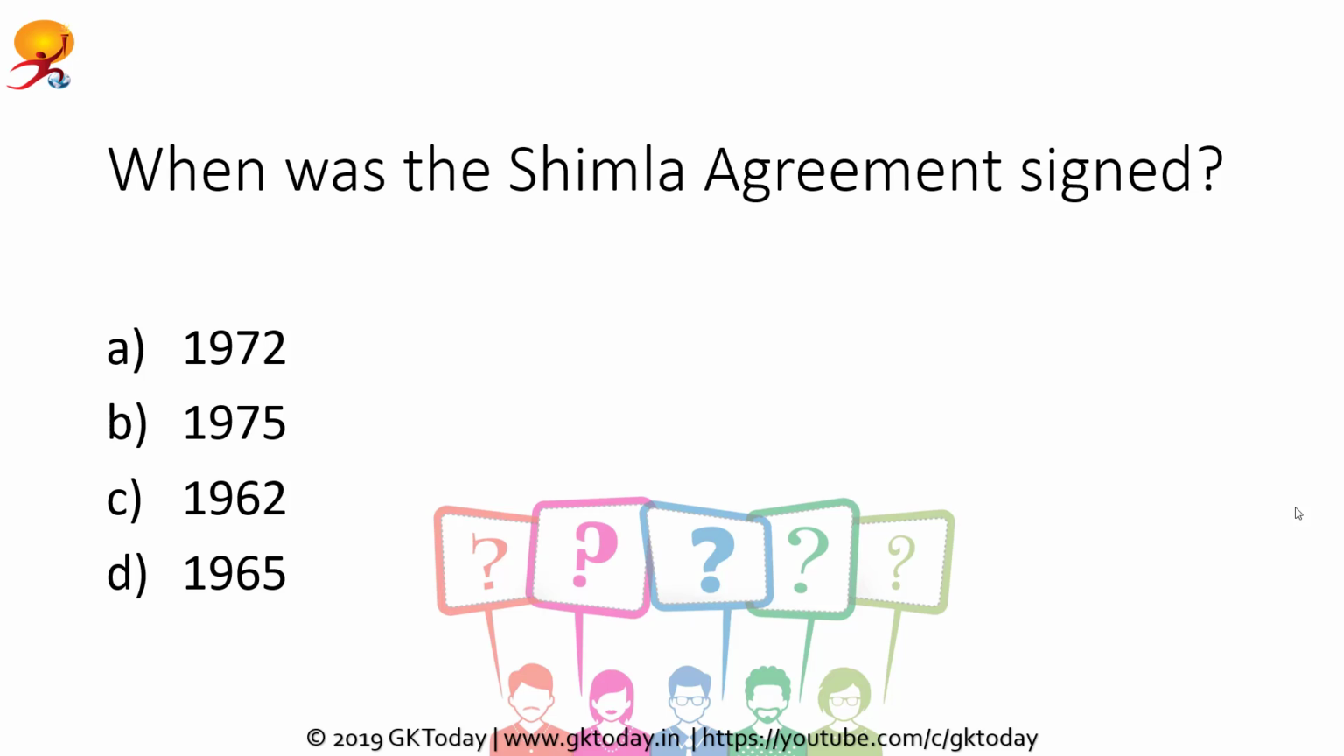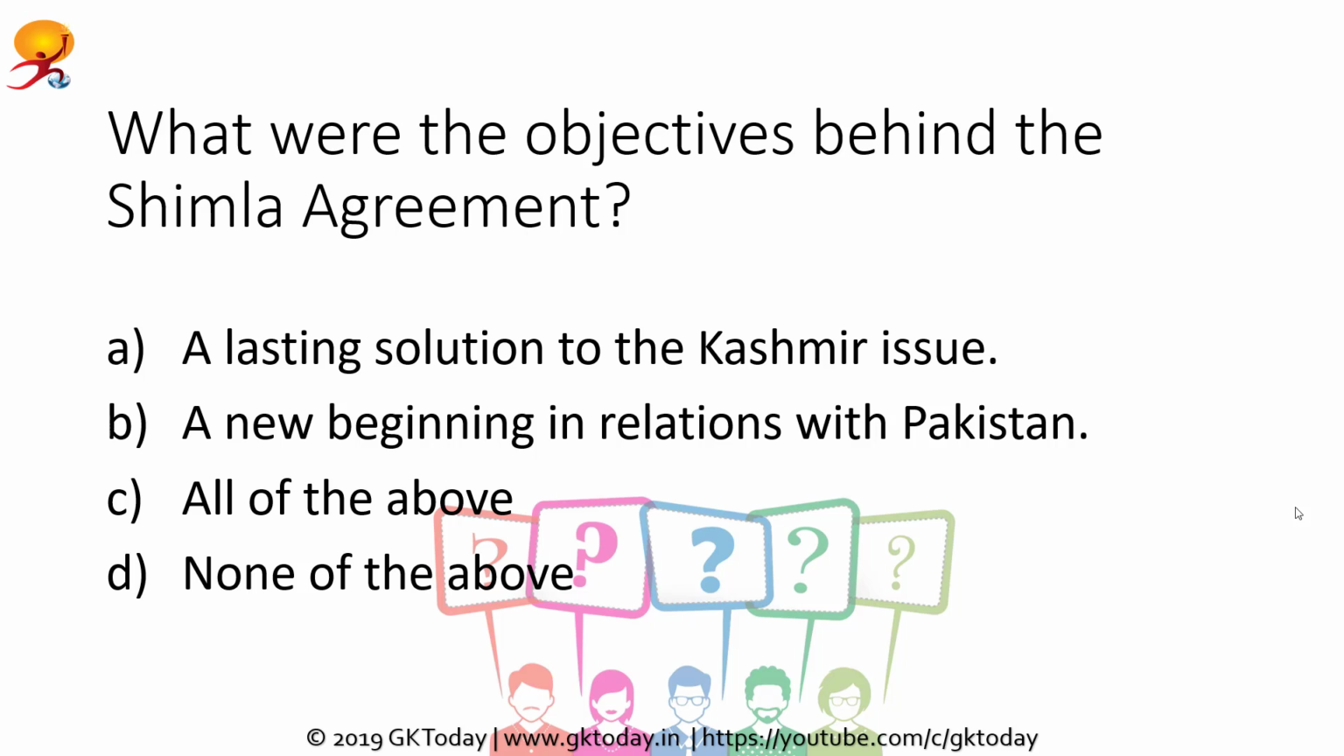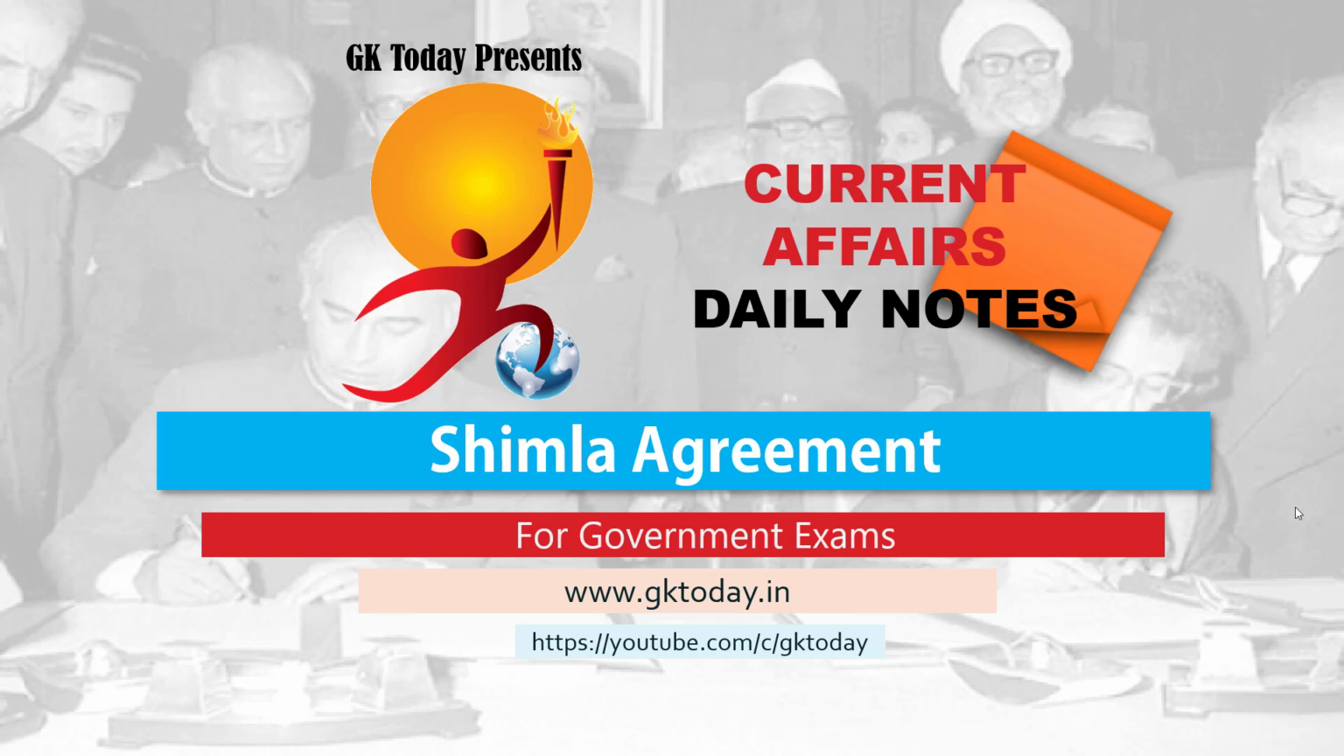When was the Shimla Agreement signed? The Shimla Agreement was signed on 2nd July of 1972. So the correct answer is option A. What were the objectives behind the Shimla Agreement? Of course, the main thing was a lasting solution to the Kashmir issue and also a new beginning in relations with Pakistan. So the correct answer here is option C, all of the above.